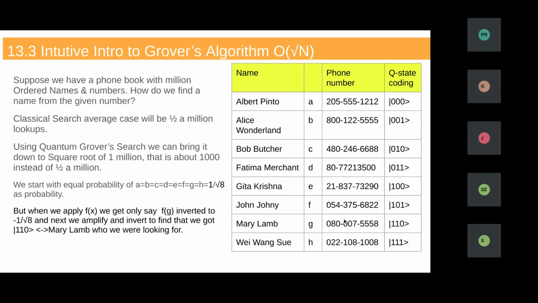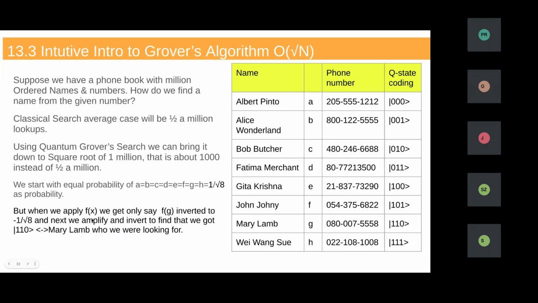So that's a different thing. Now, you have a number and you get the name from a phone book, then you encode each of the numbers. In this case we have 8, so we encode with 3-qubit coding, and this is 110. If I have 110, that's the target, or the winning one, you can say. Each of them, A, B, C, D, E, F, G, H, has a probability of 1 by root 8, because there are 8.